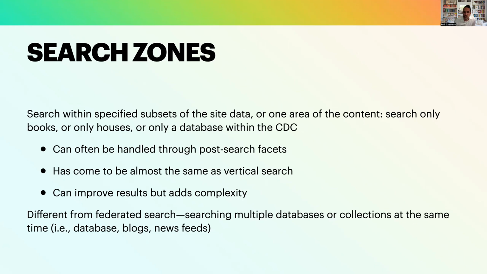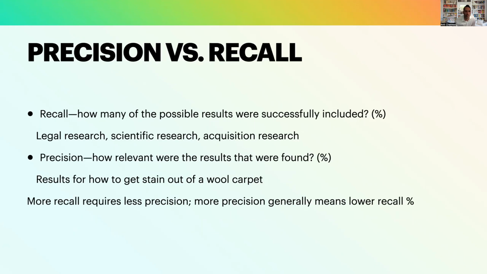Federated search is different. Federated search is kind of the opposite. You search different databases. You search blogs and news feeds, and you pull in a few different types of information into one search engine. That's called federated search. So search zones and federated search are two ways of limiting search to make it more specific, or pulling from bigger search databases and types of engines.